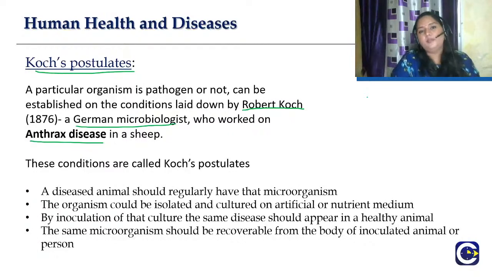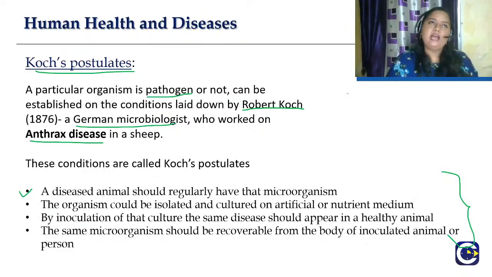Anthrax is produced by a bacteria. It is a disease that is caused by a bacteria. He was the one who gave a proper definition for the term pathogen, and he proposed a few conditions. He came up with a few conditions to classify anything under pathogen. If you want to call anything a pathogen, that organism needs to satisfy these conditions. The first condition is that a diseased animal should regularly have that microorganism.